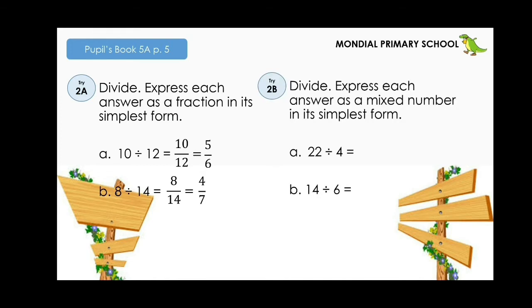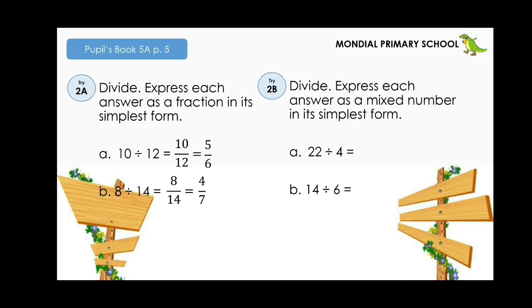Now, how about try 2B? Divide. Express each answer as a mixed number in its simplest form. Please highlight as a mixed number. Okay. A. 22 divided by 4 is equal to 22 out of 4. Easy.